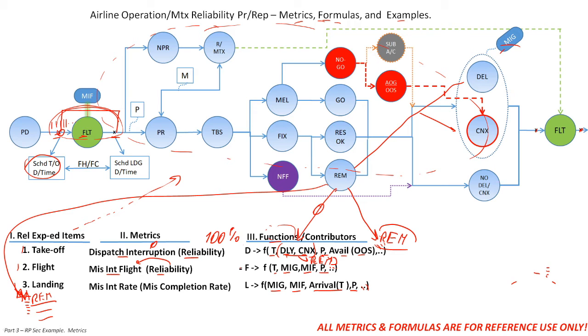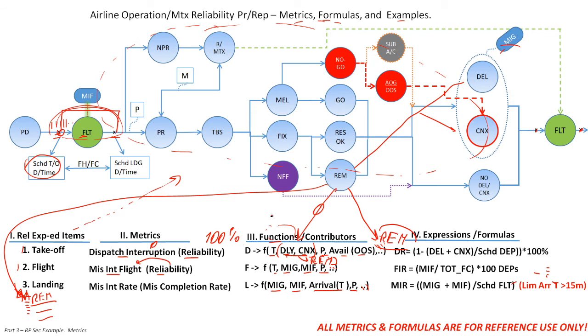We don't want to build a complex system, but at the same time, we need to have a clear picture of our entire system, entire model. Next step, expression formulas. Dispatch reliability equals 1 minus delay plus cancellation divided by scheduled departure, multiplied by 100%.